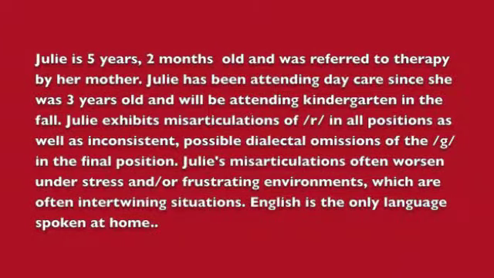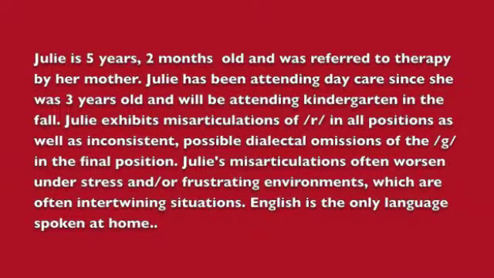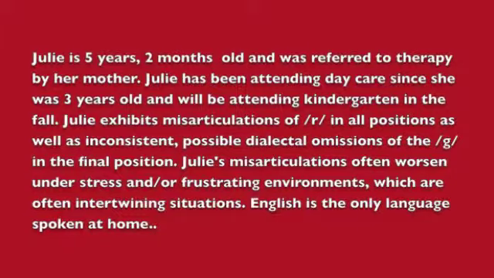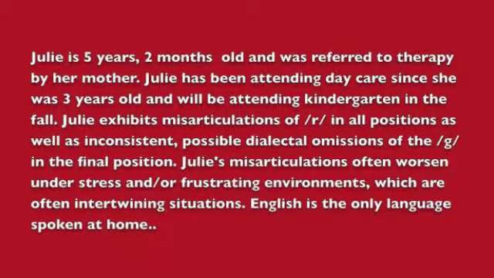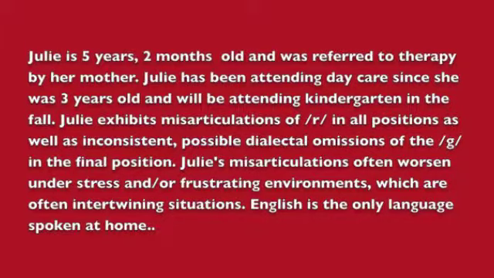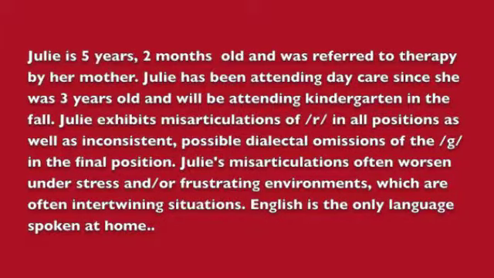Julie is 5 years, 2 months old and was referred to therapy by her mother. Julie has been attending daycare since she was 3 years old and will be attending kindergarten in the fall. Julie exhibits misarticulations of R in all positions, as well as inconsistent possible dialectal omissions of the G in final position. Julie's misarticulations often worsen under stress and/or frustrating environments, which are often intertwining situations. English is the only language spoken at home.